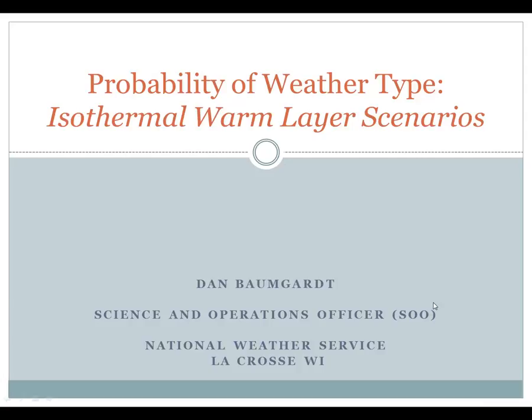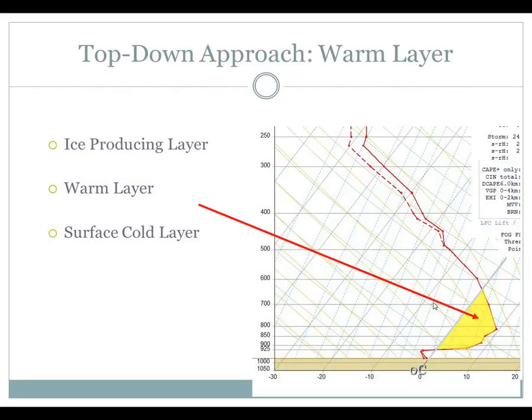Welcome to another module on the probability of weather type. This one is talking about isothermal warm layer scenarios. What we're talking about here is the elevated warm layer. And in this situation, I'm just showing the yellow elevated warm layer that we all as meteorologists are aware of.